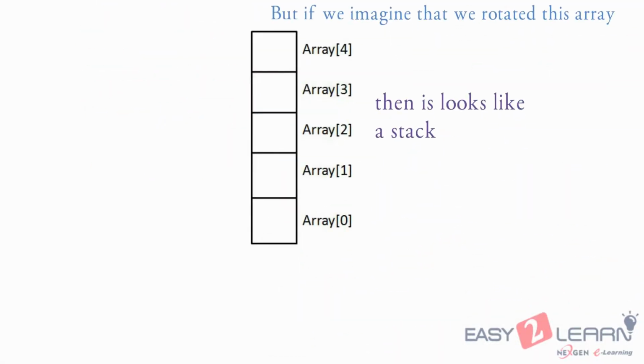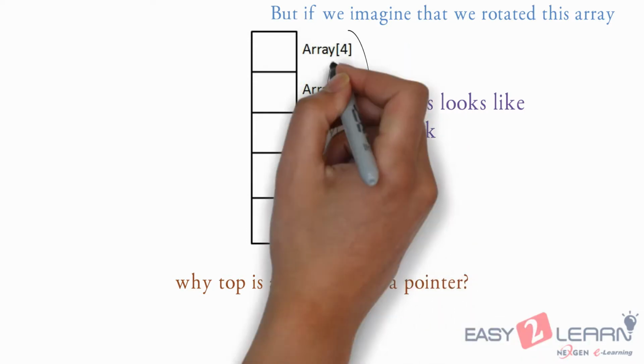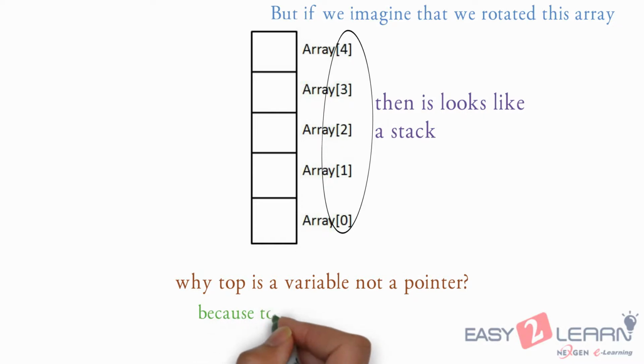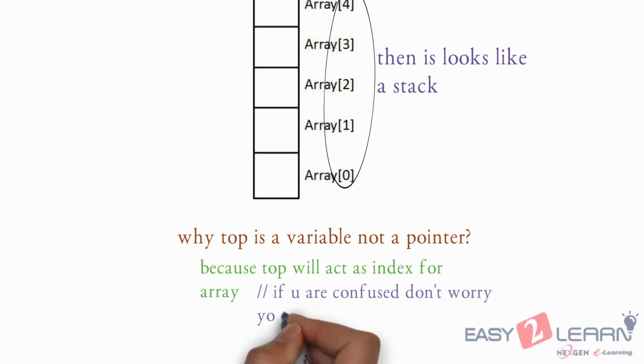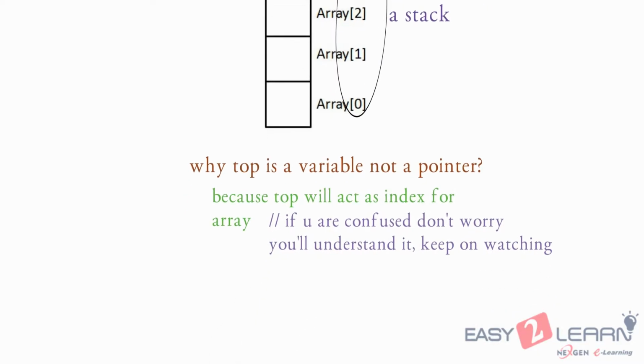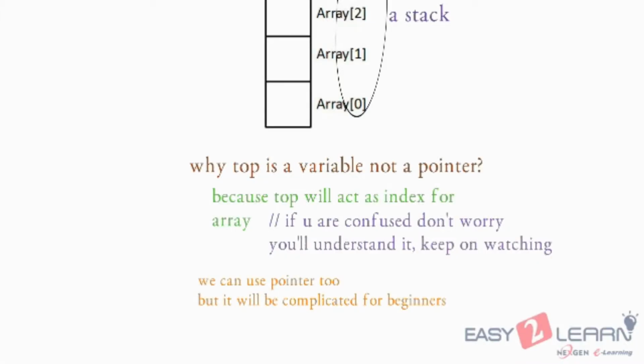and you may get it out why top is a variable, not a pointer. We know that a pointer is a variable that stores the address of another variable, but here top is a variable, not a pointer. The reason is its value changes, and top will act as index for an array. If you are confused, don't worry, keep watching. You will understand it completely. We can use pointer too, but it will be complicated.